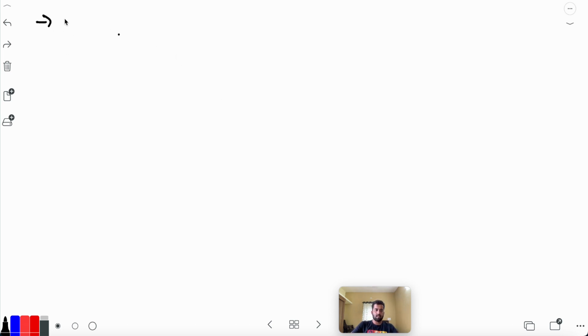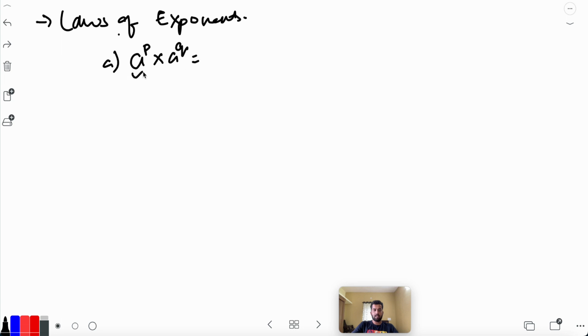See, the last topic of this chapter, what is that? Laws of exponents. Okay, assume we have a. I will just write the formula first, then we will take the example. See, a power p into a power q. What it means? See, if base are same, a and a, correct? So if multiplication will come, what you will do? You will add the power p plus q. That is the right final answer. It was in the case of multiplication, you have to add. When it is a case of division, what you will do?